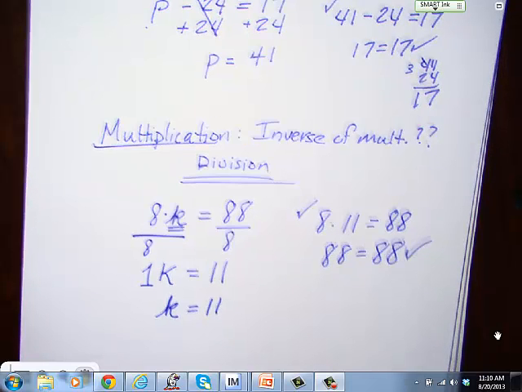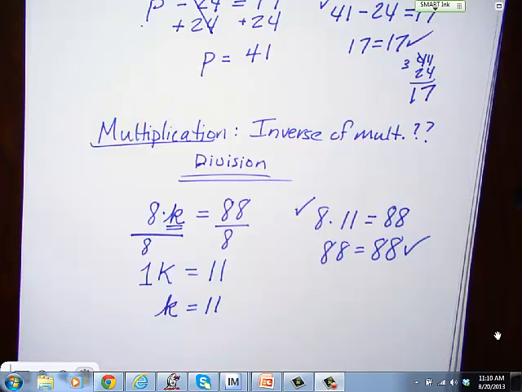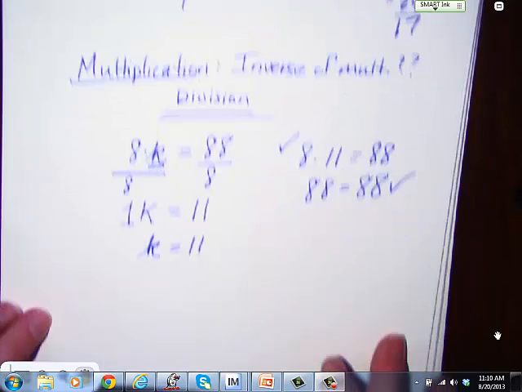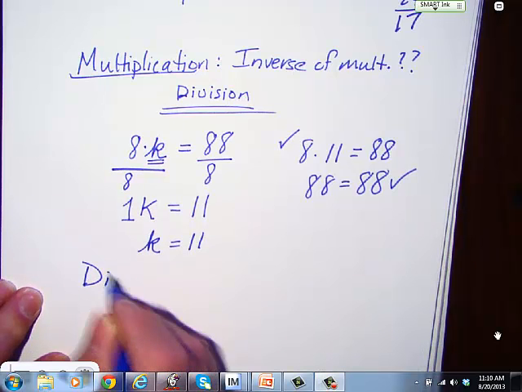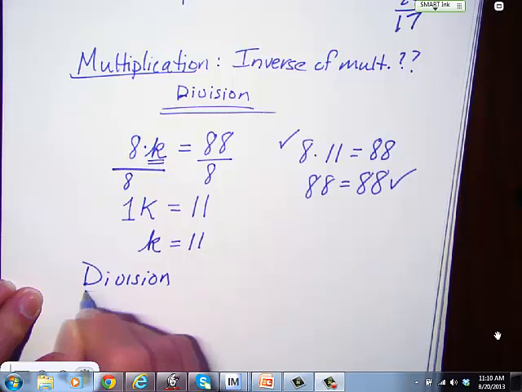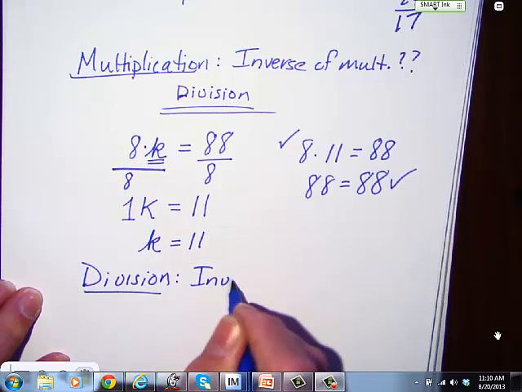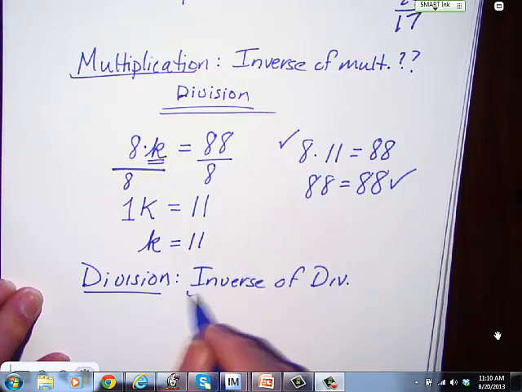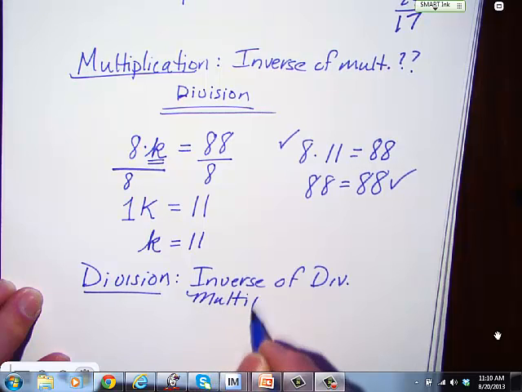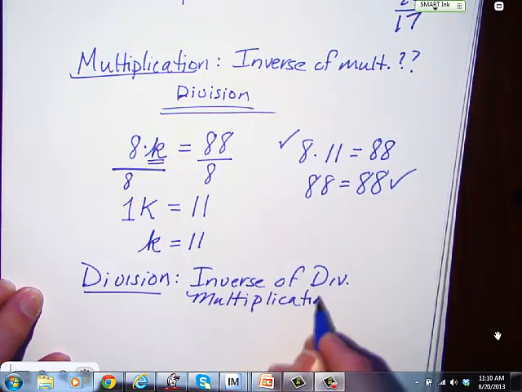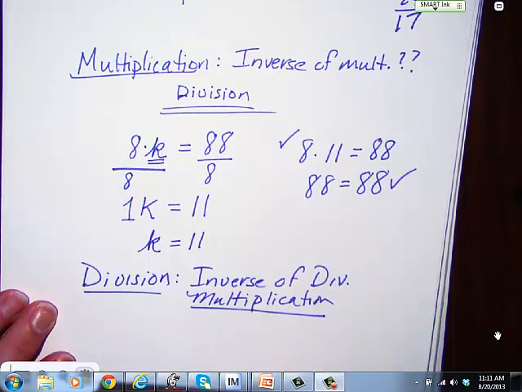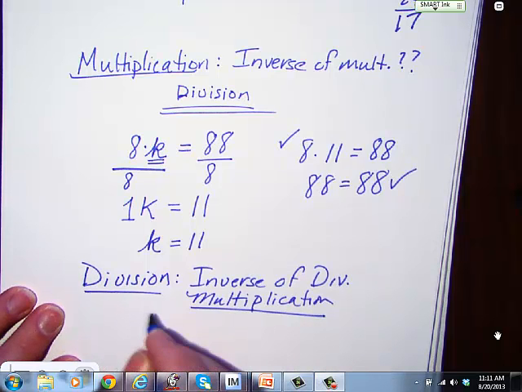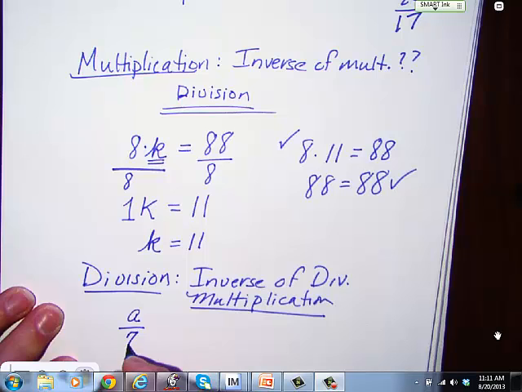Okay? Now, the last one we can look at here is division. And division is pretty much the same way. We need to know what is the inverse of division. Well, yeah, it's multiplication. So, if I have a over 7 equals 6.